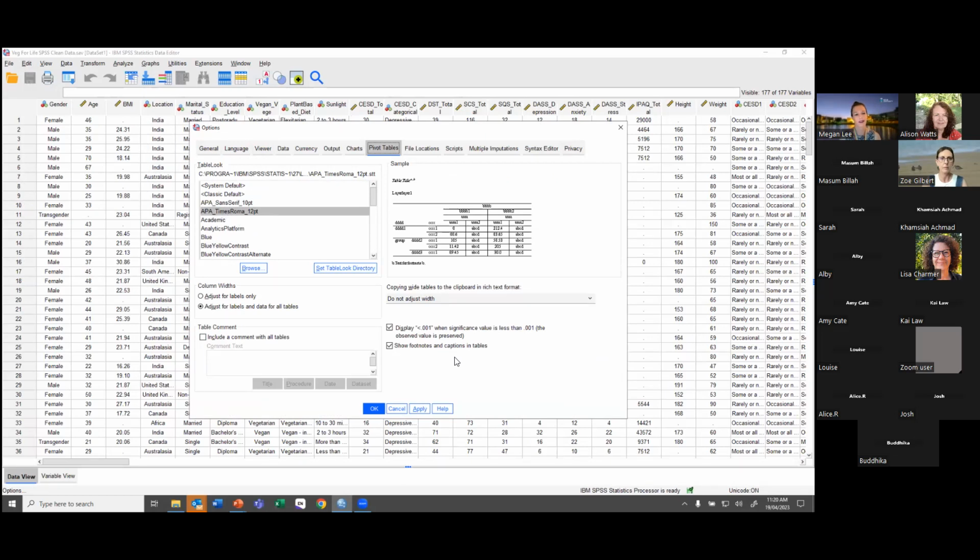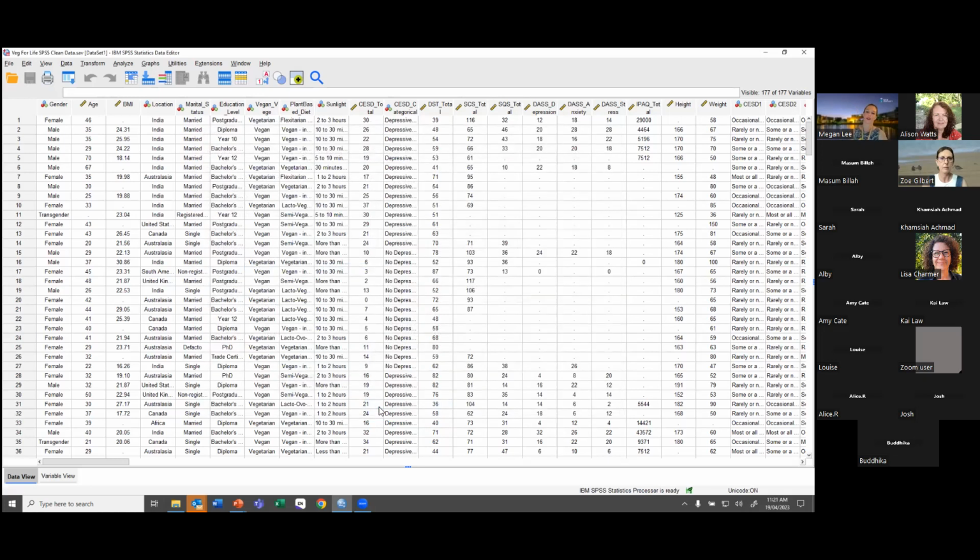You can also make some choices here. You can display any value that is less than 0.001 with an asterisk, which is usually really helpful in things like a correlation matrix. And show footnotes and captions in tables. Usually they're SPSS footnotes and aren't very useful, so I would not do that, and I would apply that and click OK. Now your SPSS output will come in perfect APA 7.